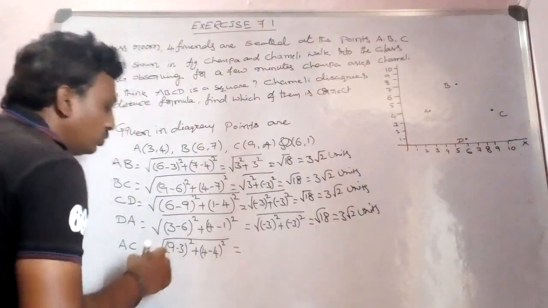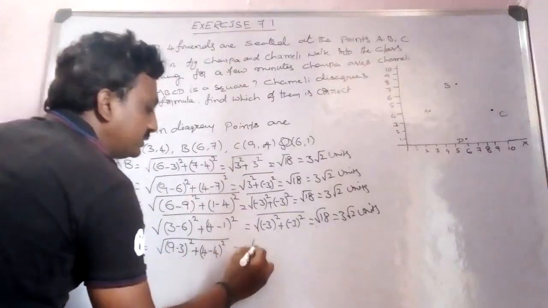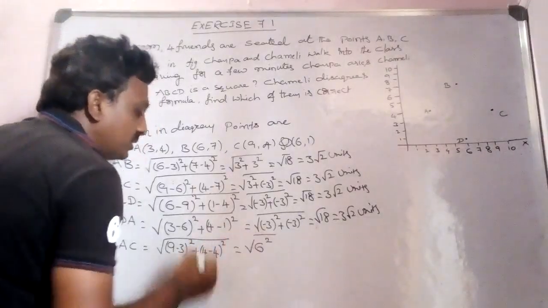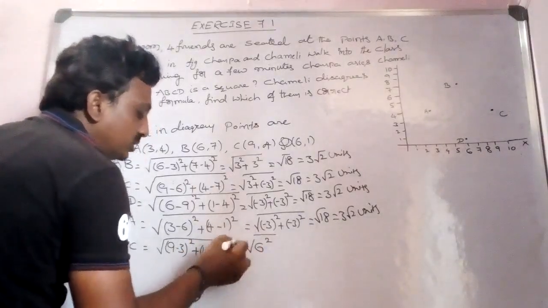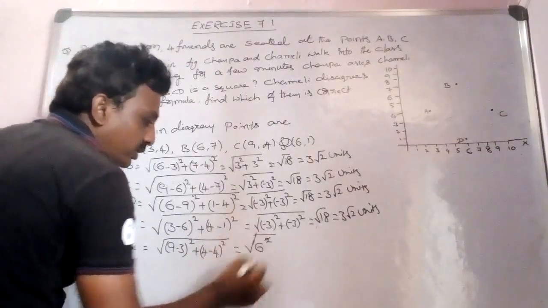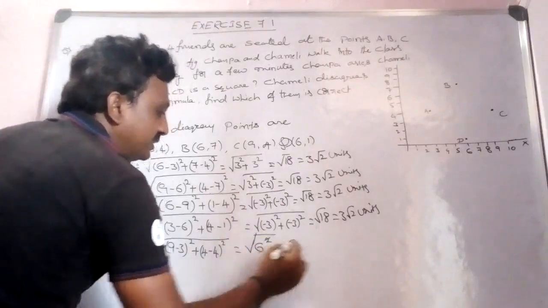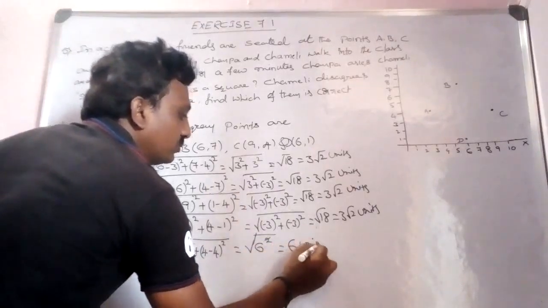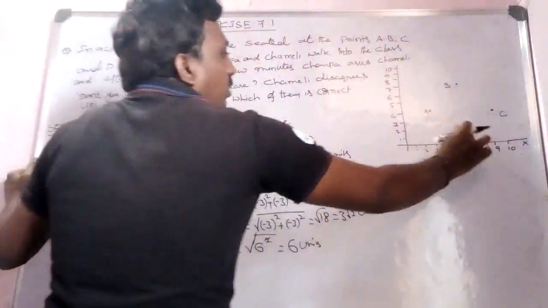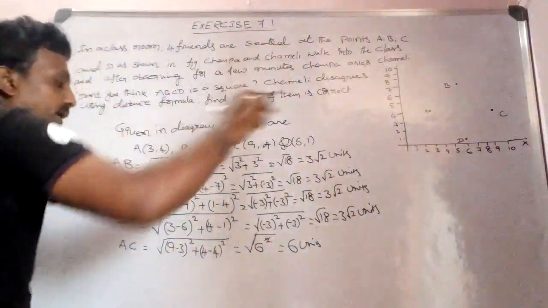That equals 9 minus 3, which is 6 square. 4 minus 4 is 0, 0 square is 0. 6 square plus 0 is 6 square. So the square and square root get cancelled. We get 6 units. AC complete.